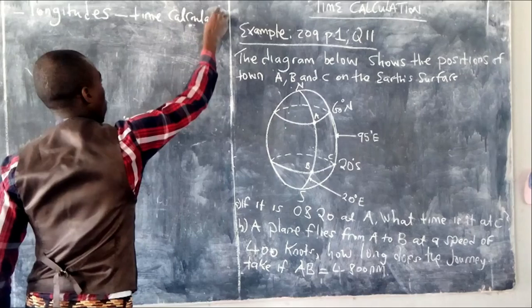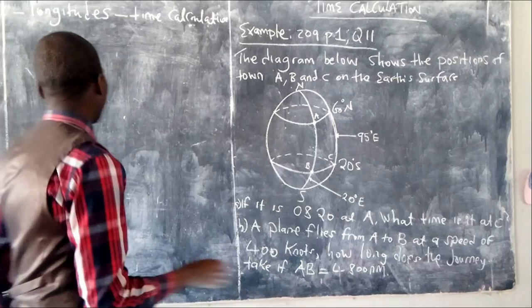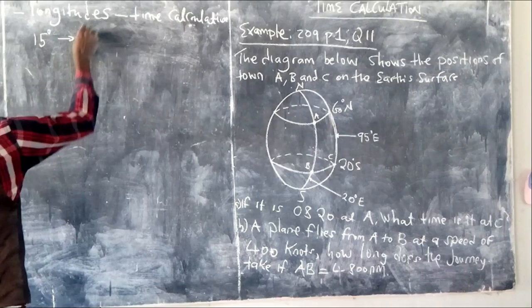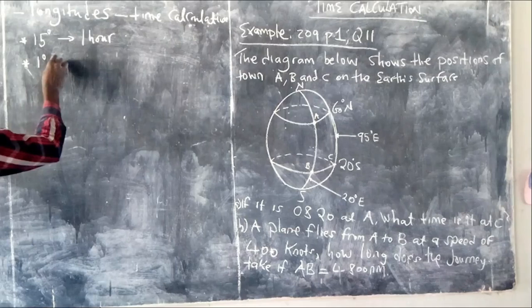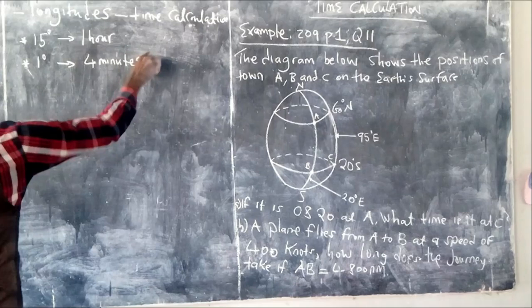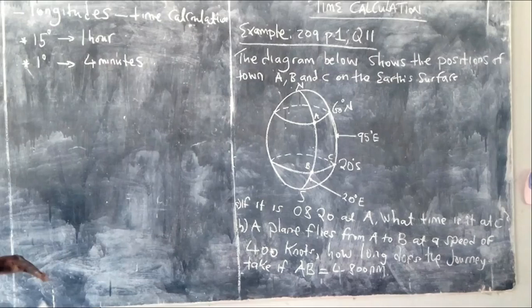According to the standard measurements that we have, you have to know that 15 degrees is equivalent to 1 hour. These are very important points that you need to know. Then you also have to know that 1 degree is equivalent to 4 minutes. So 1 degree is equivalent to 4 minutes, and 15 degrees is equal to 1 hour.